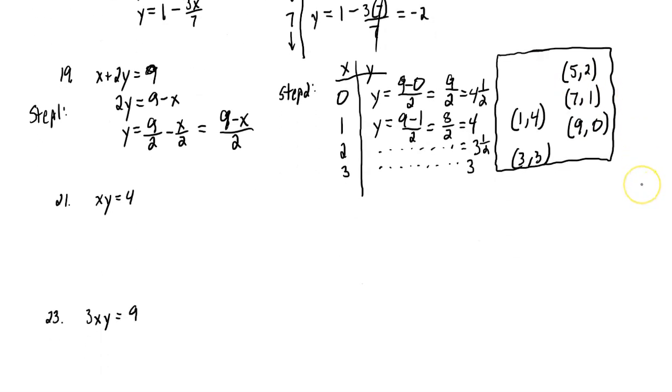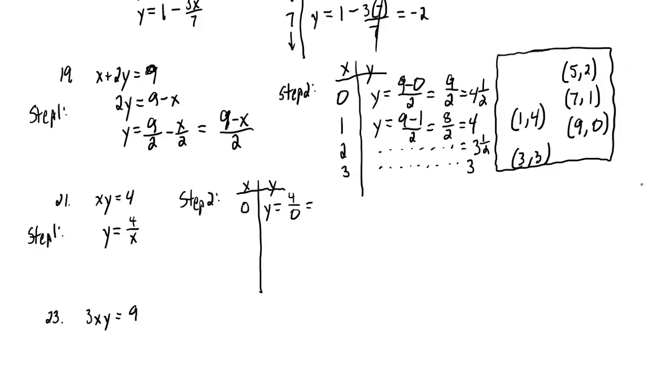Now number 21, step 1. Transform it so the letter y is alone. You have to divide by the x. You're going to get y equals 4 over x. Now step 2, that's our xy chart. The first whole number that exists is 0. To find the answer for y, you fill in 0 for x.